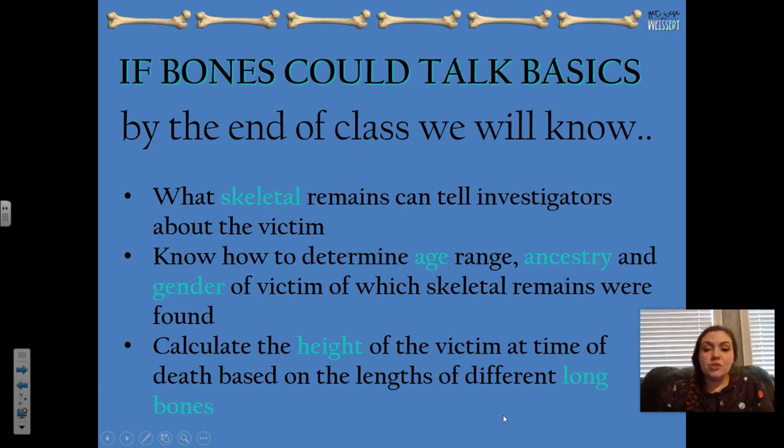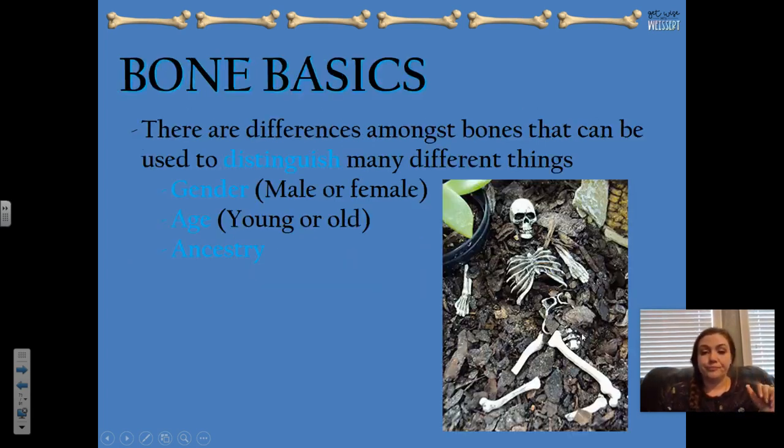So if Bones could talk basics by the end of class, you will know what skeletal remains can tell investigators about a victim. You should be able to determine age range, ancestry, and sex of the victim of which skeletal remains were found, and calculate the height of the victim at the time of death based on the lengths of different long bones. In the previous one we looked at ancestry, breaking down those three categories of race, and then we looked at the long bones for height. So today we're going to look at age and how to tell the difference between male and female.